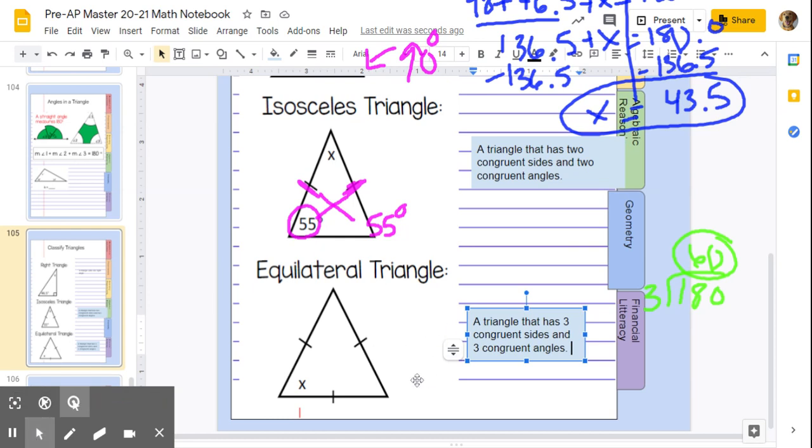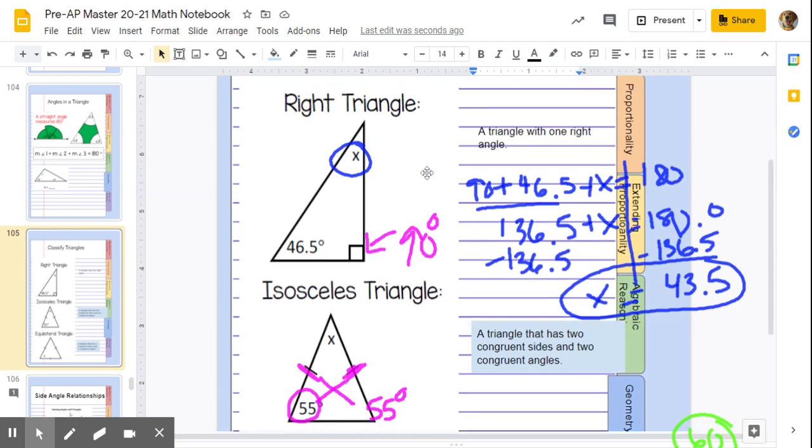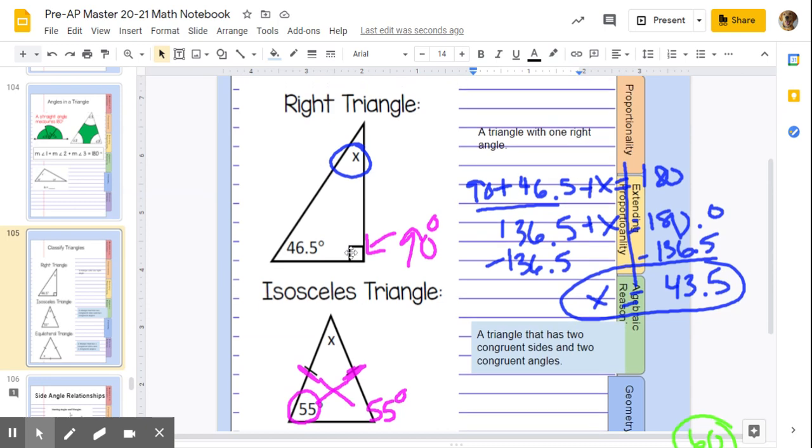Okay, so we have our equilateral triangle where everything is the same. An isosceles triangle has two congruent sides and two congruent angles. The way I remember this one is you have two eyes, and isosceles starts with an eye. So that's how you can remember it's 2. And then our right triangle has a 90-degree angle in it.